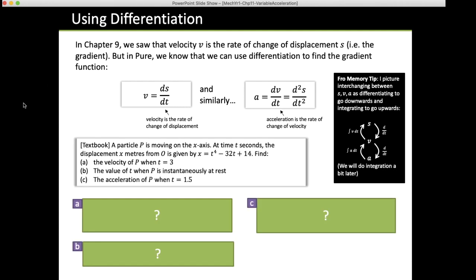So maybe get this one down in your book. A particle P is moving on the x-axis at a time t seconds. The displacement x from a point 0 is given as x is equal to t to the power 4 minus 32t plus 14. Find the velocity when t is equal to 3, the value of t when P is instantaneously at rest, and the acceleration of P when t is equal to 1.5. So let's cut back.